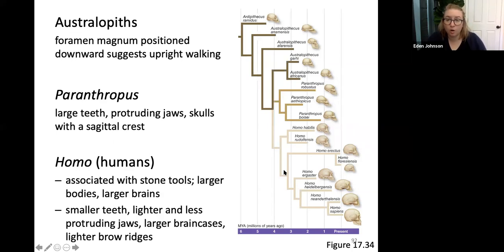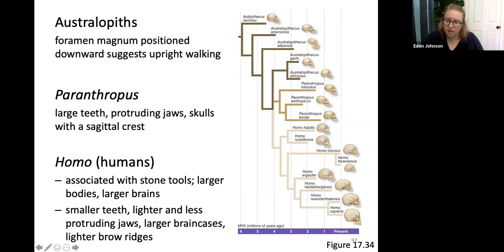Then we get to the genus Homo, which is all of these tan branches. As you can see, they've got these large brains and the jaws are not as protruding, right? So larger bodies, larger brains associated with stone tools, smaller teeth, lighter and less protruding jaws, larger brain cases, lighter brow ridges. The brow ridge is talking about this. So if you can see this, this is a really protruding brow line, as opposed to this. We do not have very protruding brow lines.